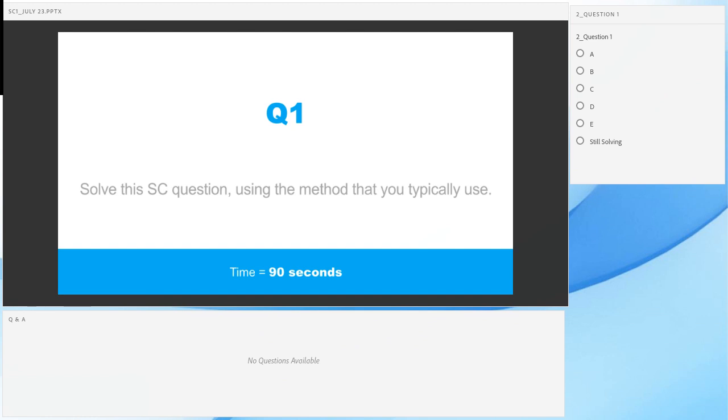So if you click on still solving, that way I will know how many of you are engaged with us in this session. Also, I would request all of you to participate in these polls, because for the next 2 hours, I'm the only one who's going to speak. To keep our communication two-way, participate in these polls so that I know at what level you are involved with us.